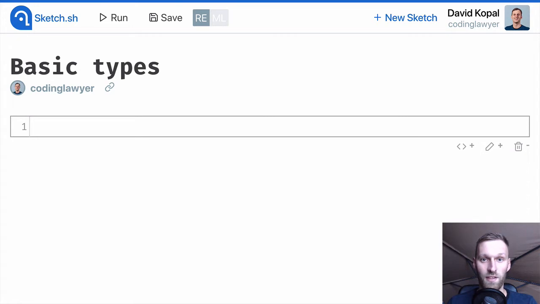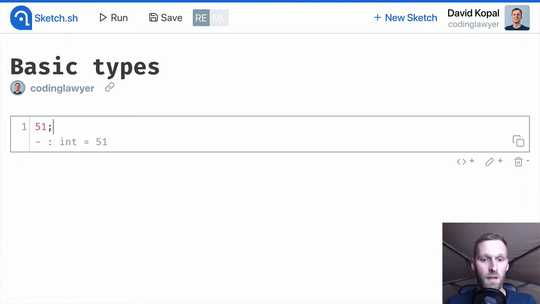So, let's get started with integers. Integers are just like whole numbers, but they also include negative numbers. So let's write our first integer. Now, when we run it, you can see it has a type of int. And Reason inferred this type for us since, as you can see, we haven't specified our type explicitly. So you can read this like 51 is a value of type int.